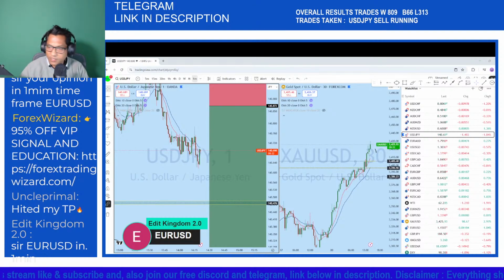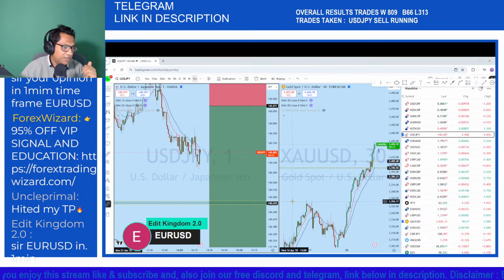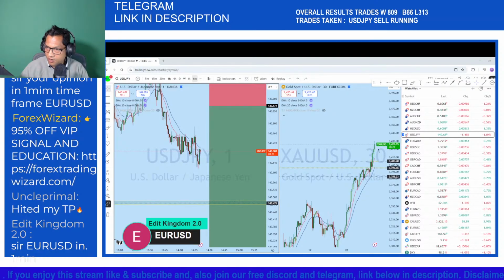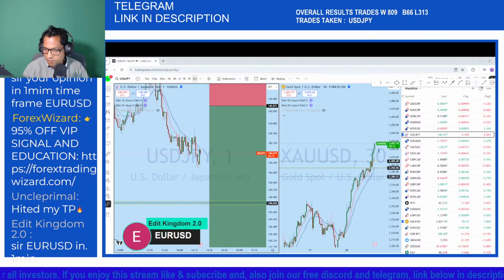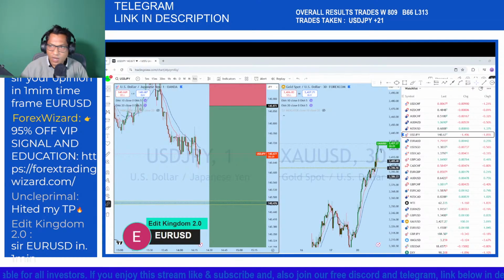And I'm going to end this trade here, taking that running profit on dollar yen. And with that said, we have gained around 21 pip on dollar yen. Would like to catch some more in the upcoming session.